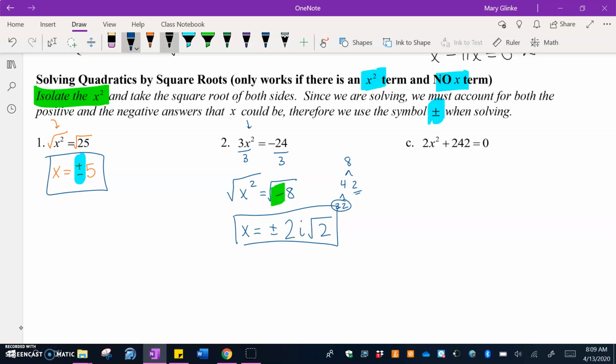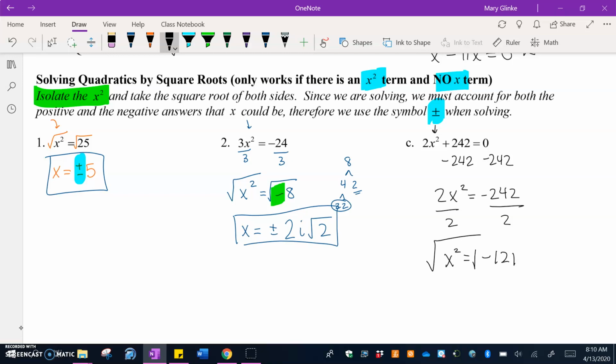For C, we're going to do the same method here. I notice I have my x squared term and no x term. So I'm going to get this x squared by itself. I'm going to subtract 242 from both sides. Then I'm going to go ahead and divide both sides by 2. And so I get x squared equals negative 121.